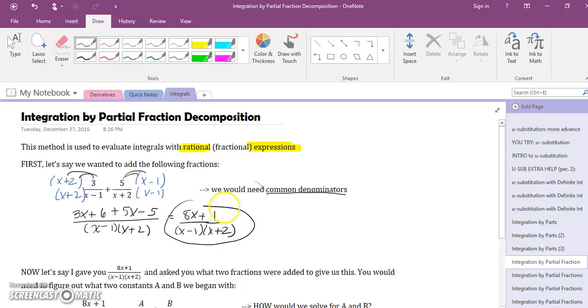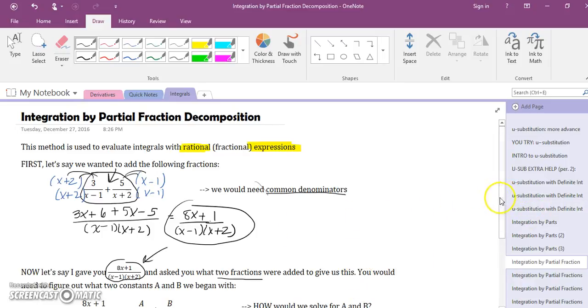So this is equivalent to this. Here I have just one numerator. It's linear, and it came from these two constants in the numerator. All right, so now let's say that I gave you this, which is what we just ended up with, and I asked you what two fractions were added to give us this. Now, we already know the two fractions. They're right here. But let's say you didn't know what we started with.